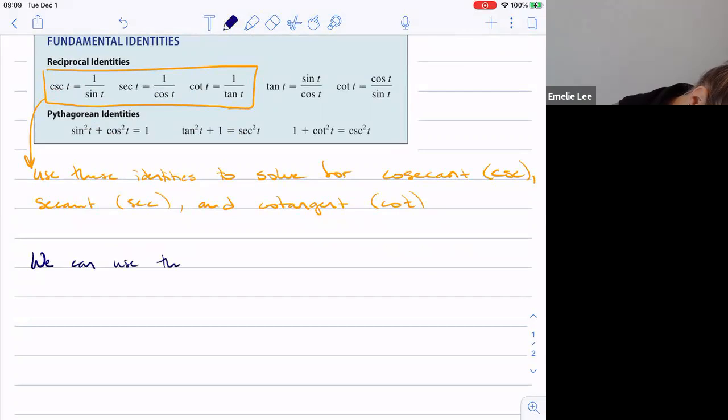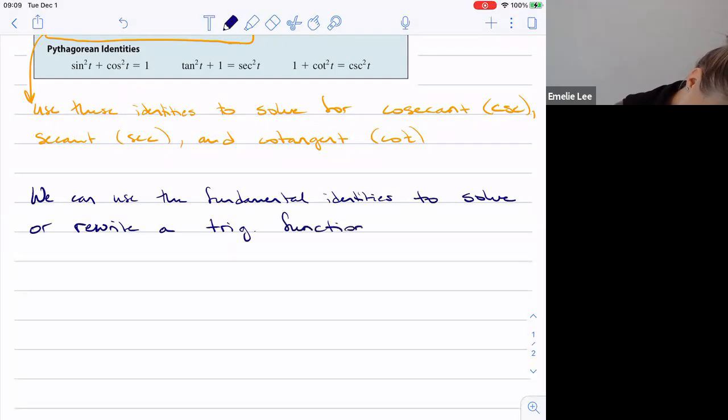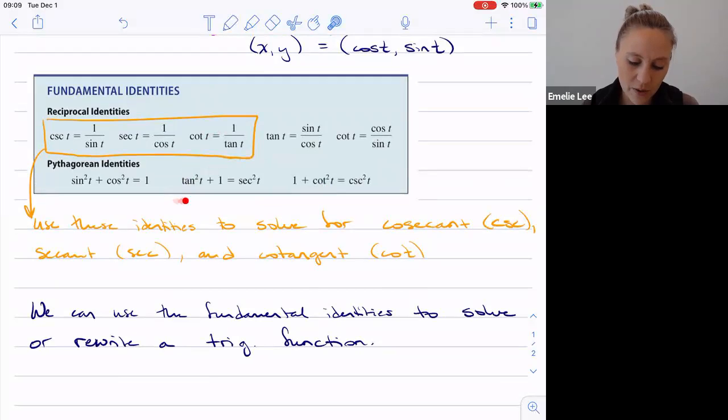We can use the fundamental identities to solve or rewrite a trig function. Oops, I said trig, but I wrote tig. A trig function. Okay. So having these, you obviously don't need to memorize all of these, but having them on hand is going to be really useful.